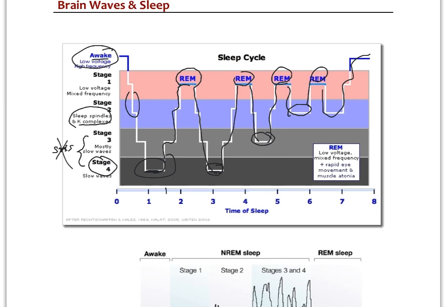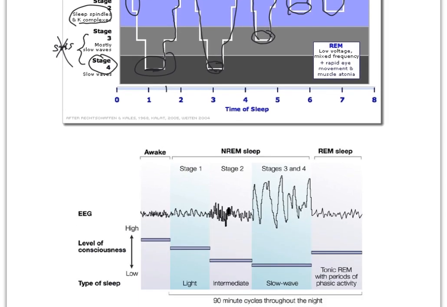Other agents, we know a lot of herbal agents, things like L-theanine, and that's an amino acid, and then herbs like passion flower and valerian and things like this, they seem to augment slow wave sleep so we can get down there faster. Okay, so that's a little bit about the sleep cycles.